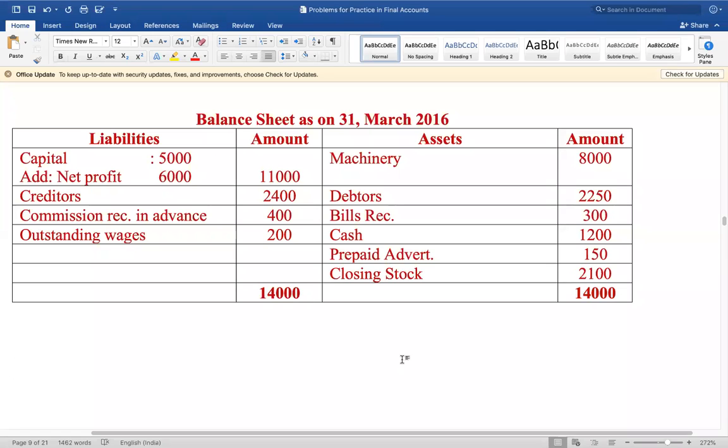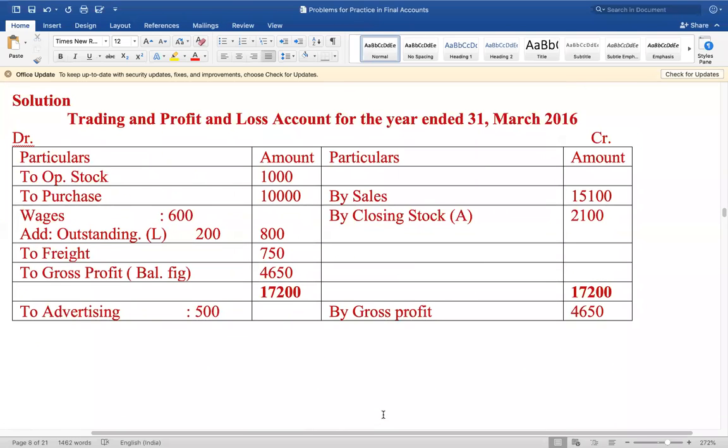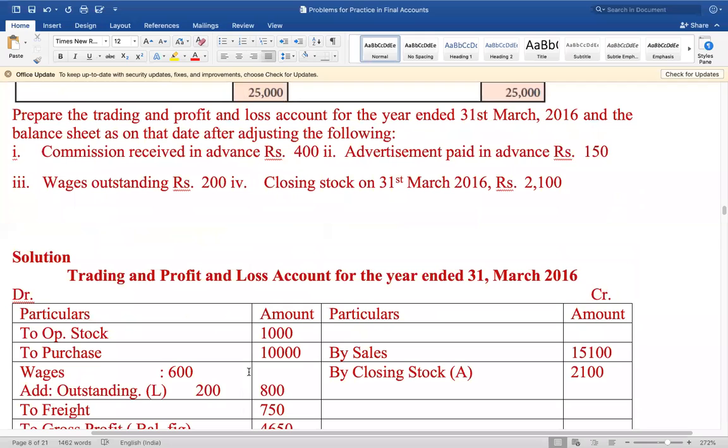Any doubt here? At least you should have some doubts here. Sir, can you just go back to the trading account? I just want to ask, this outstanding wages should be added to liabilities, sir. Yeah, I'll tell you now. It's good that you asked me the doubt.